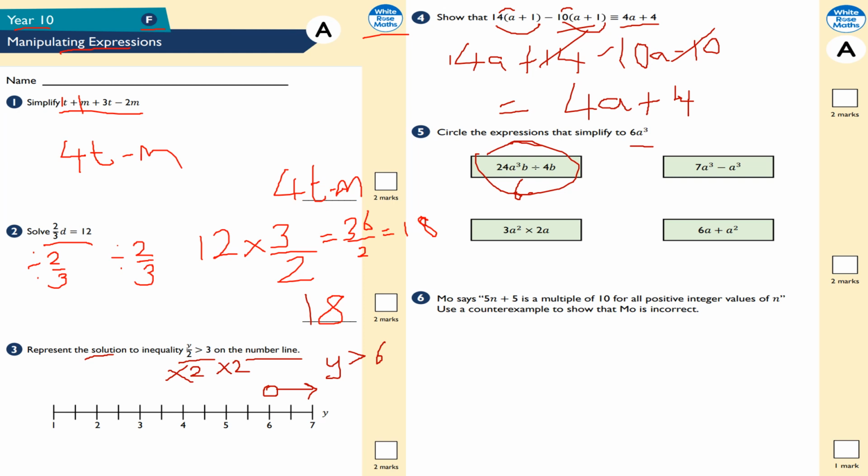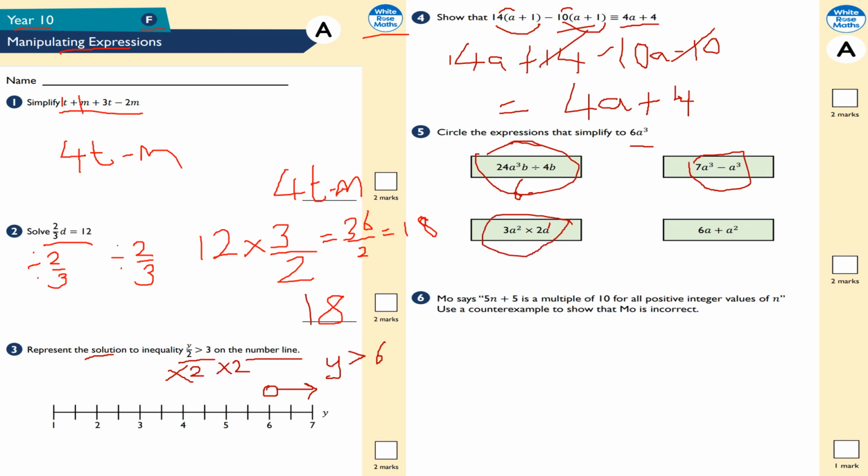What about this one? Well, that would actually give us 6a cubed. So that is also correct. What about this one? Well, 3 times 2 is 6. A squared times a is equal to a cubed. Here, we would add the powers. Think of it as the invisible 1 there. So it'd be 6a cubed.